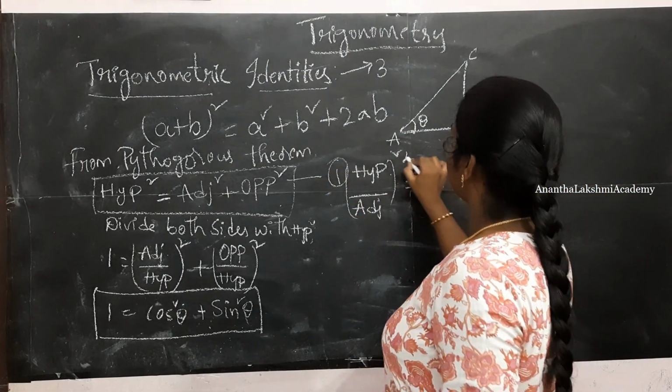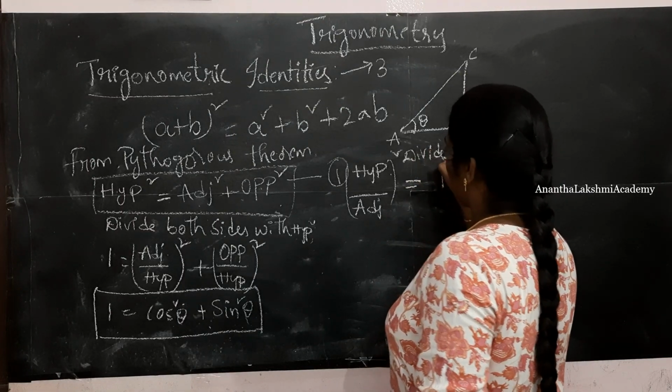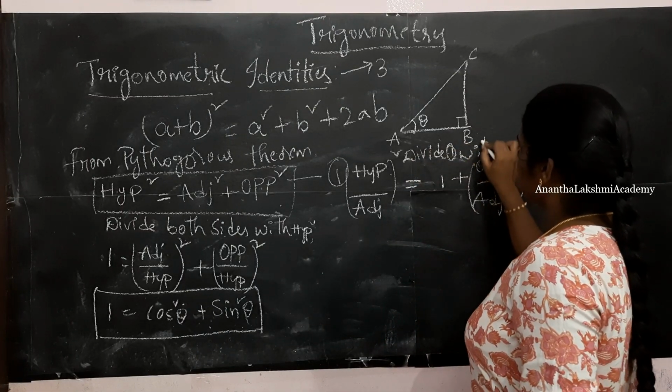Okay, what did we do here? We just divided 1 by adjacent square.